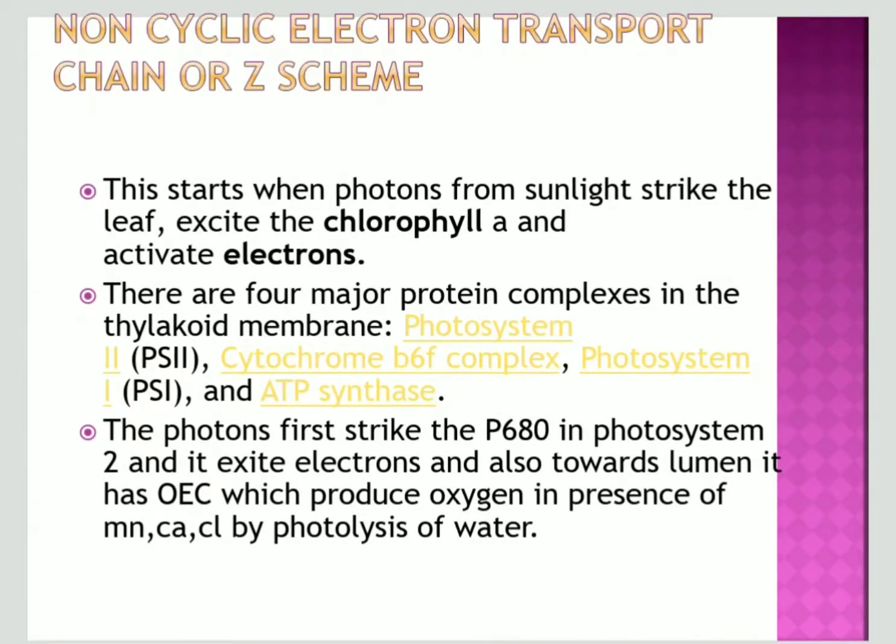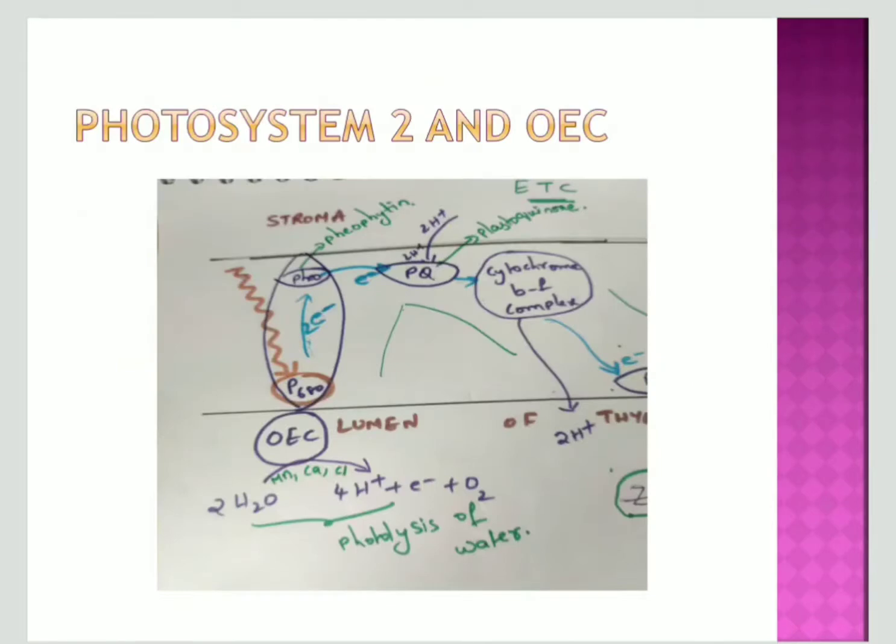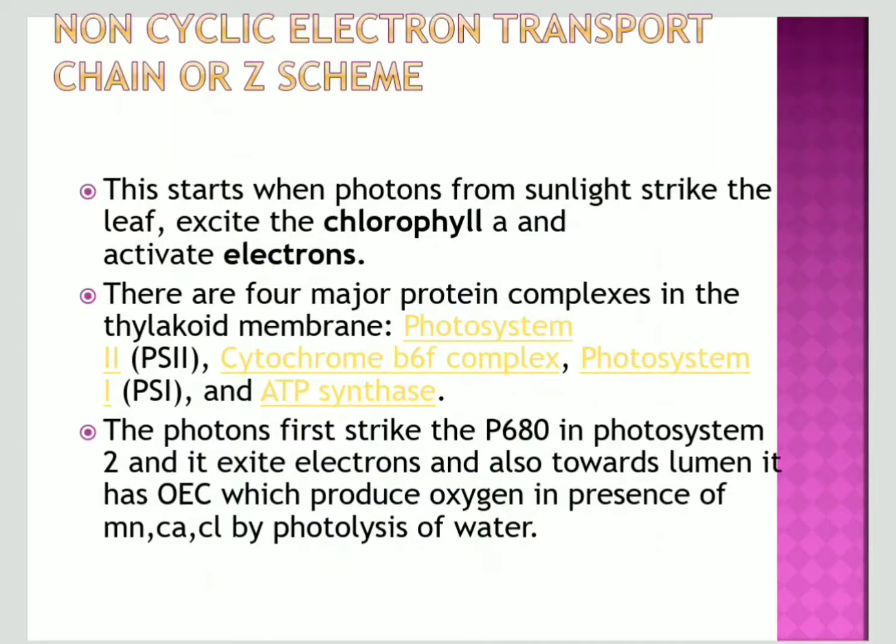This starts at the reaction center, that is chlorophyll A. When the sunlight strikes chlorophyll A, it will excite the electrons. Here it involves four complexes in the thylakoid membrane: photosystem 1, photosystem 2, cytochromes and the ATP synthetases. As you see in the diagram, the photons first strike the P680, that is photosystem 2. Yes, first photosystem 2 is present.